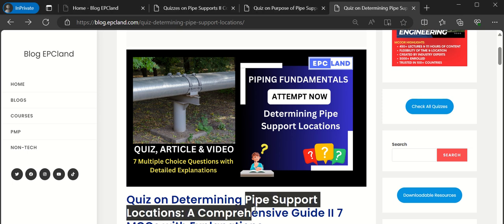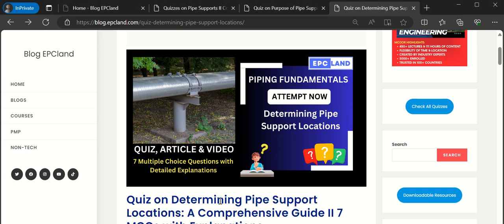Pipe support locations. Again, when we are talking about pipe supports, this is the important topic. So in this section we are going to talk about how we are going to determine the pipe support locations. What are the various parameters which help us to determine the locations.